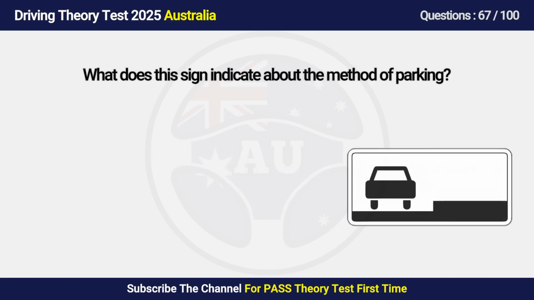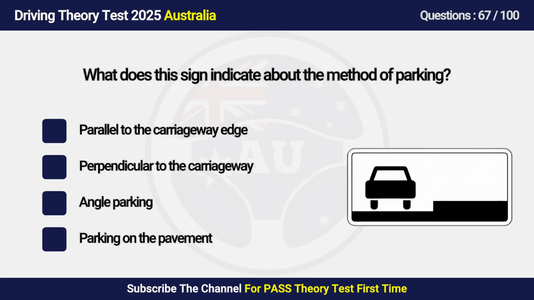Question 67. What does this sign indicate about the method of parking? A, parallel to the carriageway edge. B, perpendicular to the carriageway. C, angle parking. D, parking on the pavement.